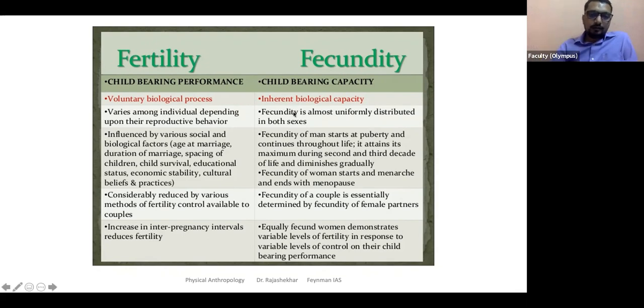Fecundity of man. But for fecundity, are there similar responses that you notice? Fecundity of man starts at puberty and continues throughout life. Because fertility is clear, we already discussed it in detail. For fecundity, I think there's a difference that you notice between males and females. So let me explain that here.